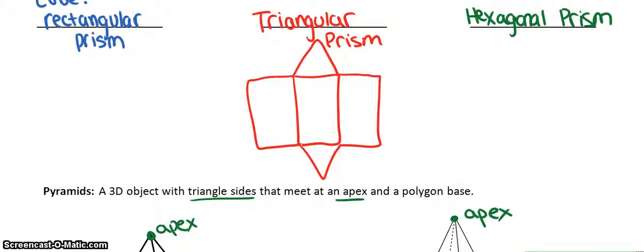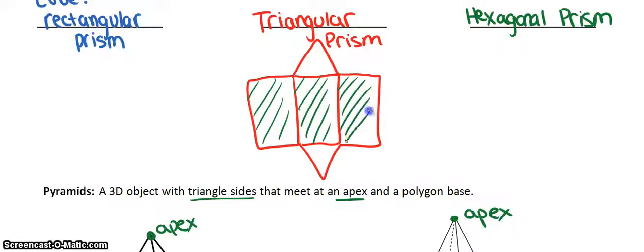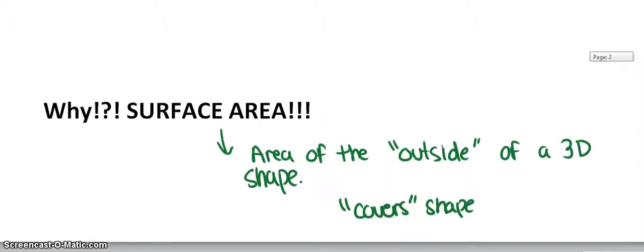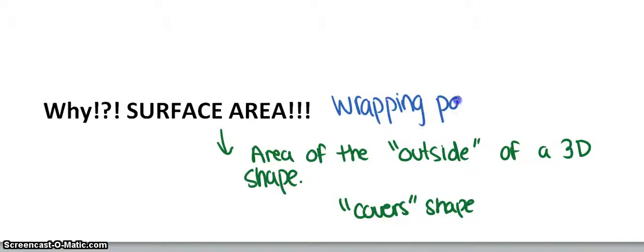And if I want to find the surface area of it, I'm really trying to figure out how much area is on the outside of the shape. So all you would really have to do is say, okay, what's the area of each of these individual shapes that make up the triangular prism? So going back to surface area, it's the area outside of a 3D shape. It's what covers the shape. I always use the wrapping paper example. So how much wrapping paper would you need to cover a present, for example?